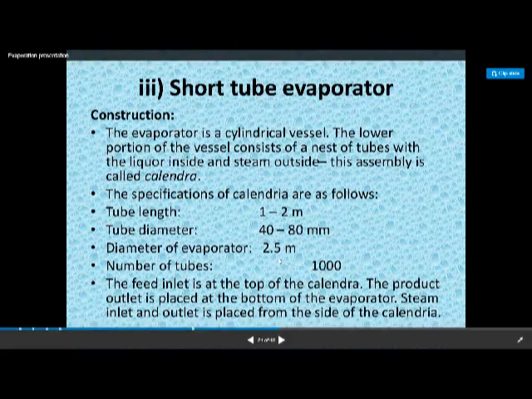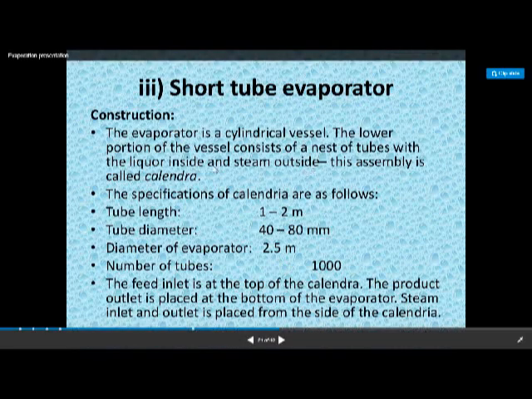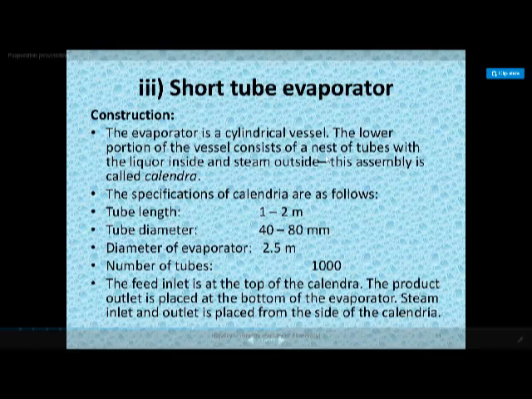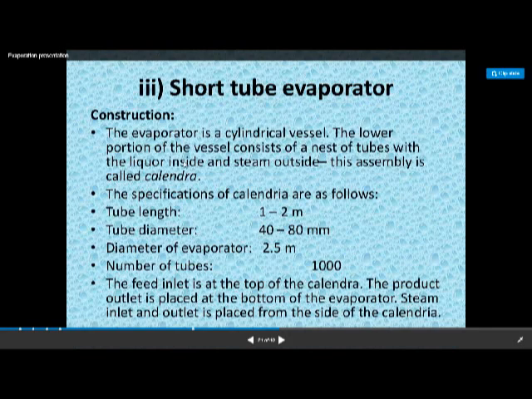Now this evaporator consists of a cylindrical vessel. Again, no doubt it is a metallic cylindrical vessel. The lower portion of this vessel consists of a nest of short, vertical tubes with liquor inside, that is, the feed inside the tube and steam outside the tube. Feed is present inside the tube and steam is present outside the tube. And this total assembly towards the lower portion is called the calandria.